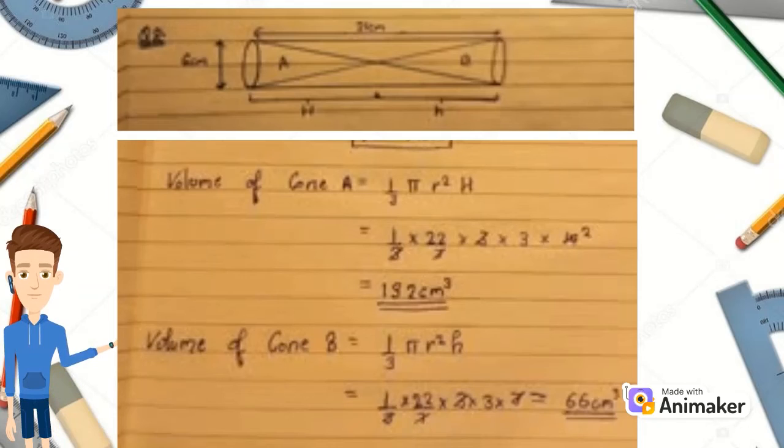Now, as we have to find the volume of both the cones, the volume of cone A is 1 by 3 pi r square capital H. Therefore, 1 by 3 into 22 by 7 into 3 into 3 into 14 will be the volume. So, after solving, we get that the volume of cone A is 132 centimeter cube. Similarly, the volume of cone B is 1 by 3 pi r square small h, and by solving this, we get that the volume is 66 centimeter cube.